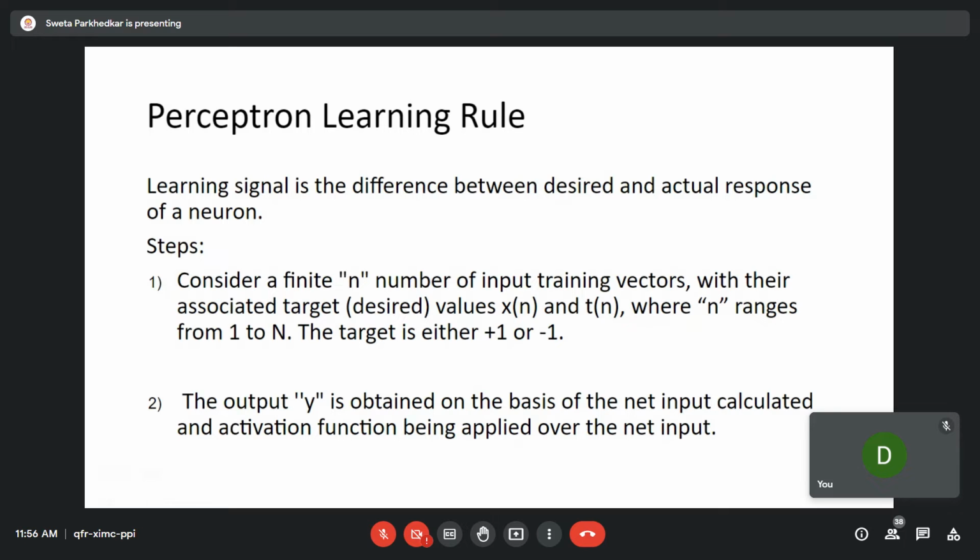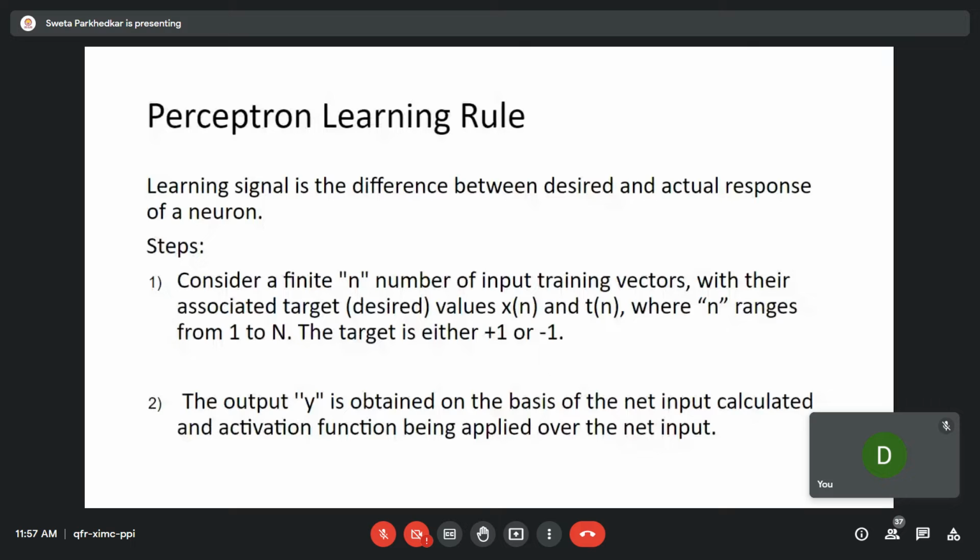So consider a finite n number of input training vectors with their associated target or desired value, which is considered as x of n and t of n, where n ranges from 1 to N. Okay, so the first learning rule, what we need to learn first, we need to consider a finite number of input training vectors. All these training data will be in vectorized form with the associated target.